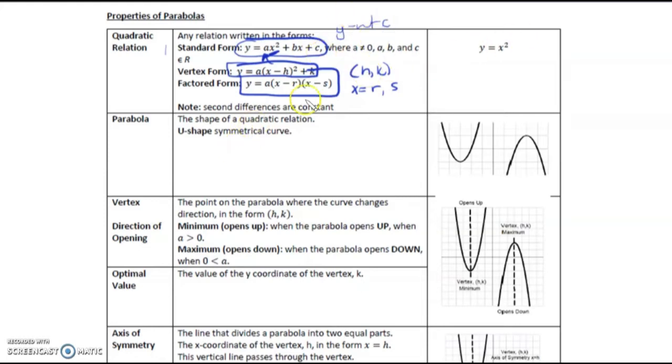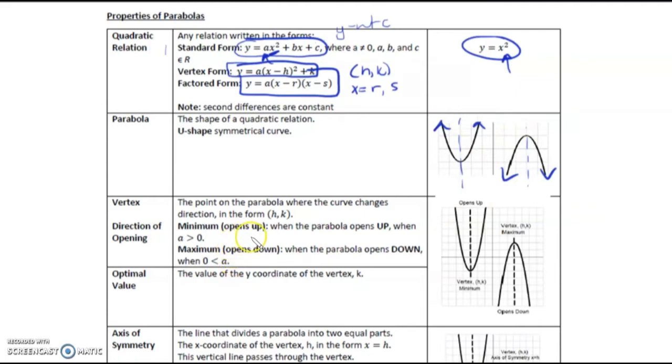Any polynomial that has 2 as the largest exponent is quadratic, and please note second differences are constant. A parabola is in a U shape, so that's a happy face here or an unhappy face here. And they're symmetrical.